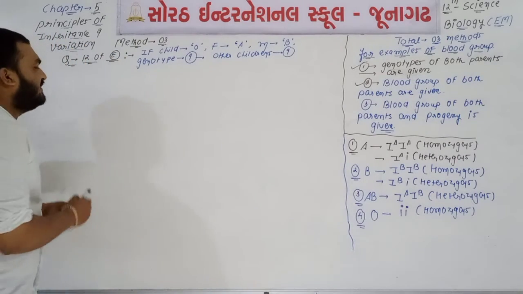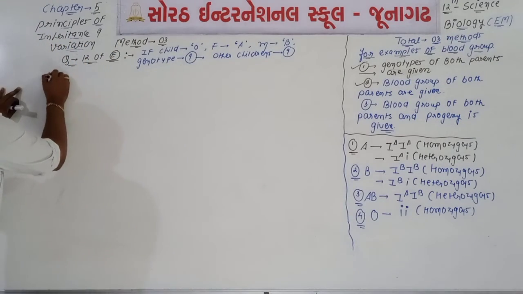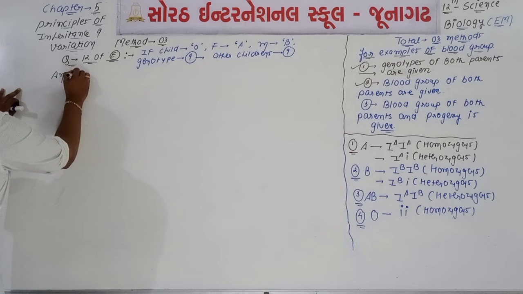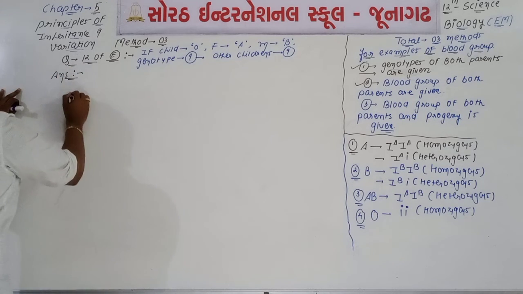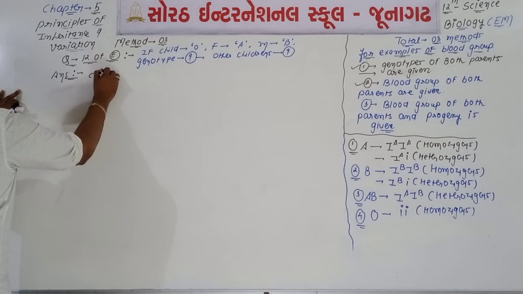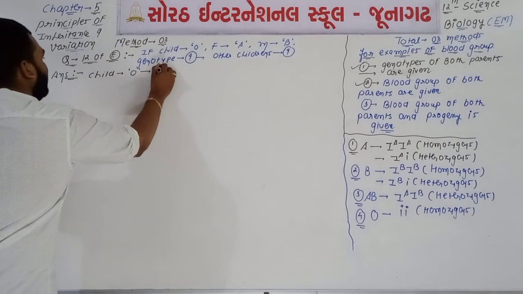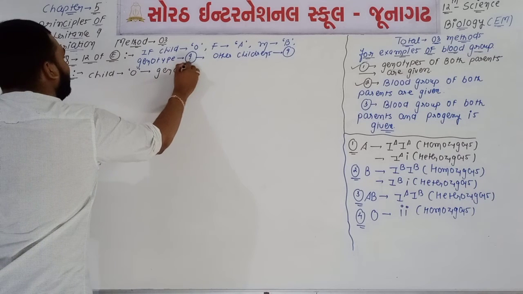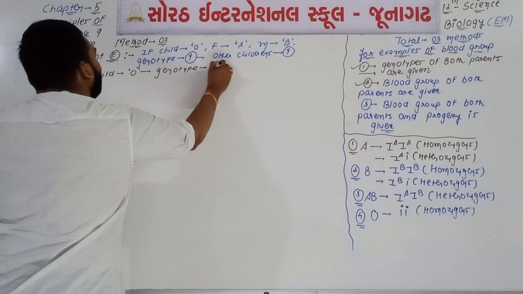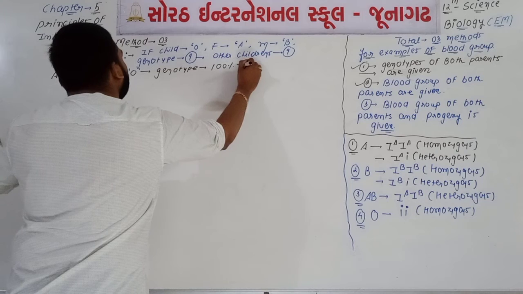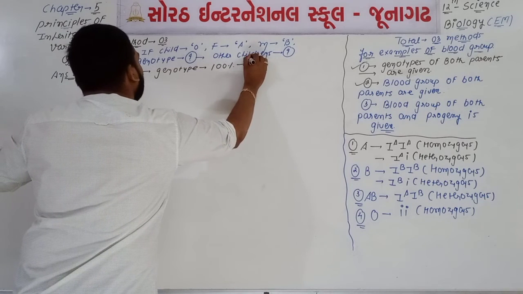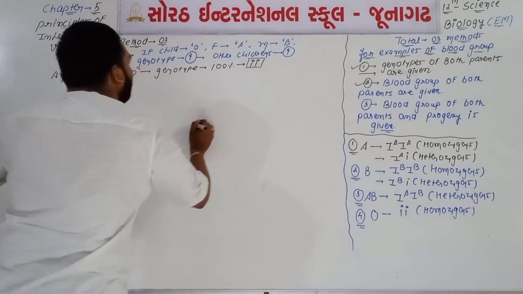See, it is very easy. It is important in a 3 mark question. For the child, the blood group is O, so the genotype will be 100% small i. There is only one genotype, yes or no?